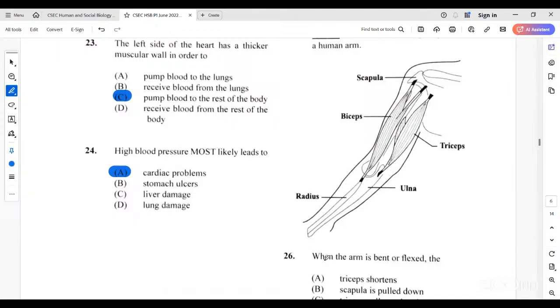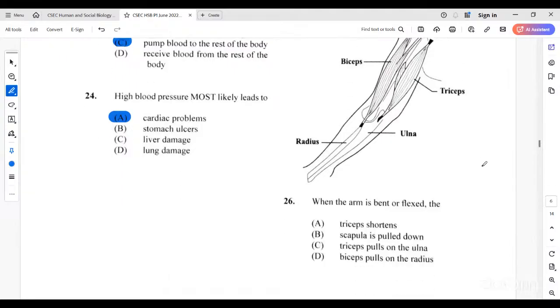So 26, when the arm is bent or flexed, we know that the bicep connects to the radius. You could see it in the diagram here. And the tricep connects to the ulna. You could see it in the diagram here. So if you bend your arm up, the bicep gets shorter. It contracts. In fact, that's the better word. The bicep contracts. It pulls on the radius. That's why your arm goes up. And the tricep relaxes. So which answer says that for us? So 26, the bicep pulls on the radius.